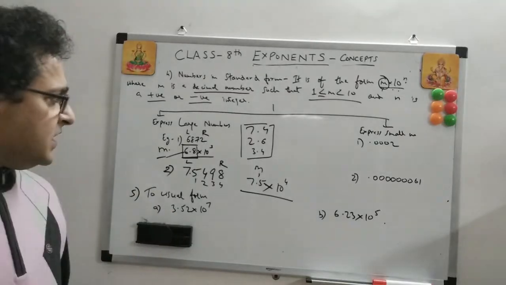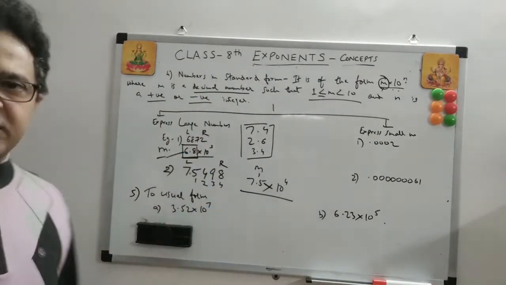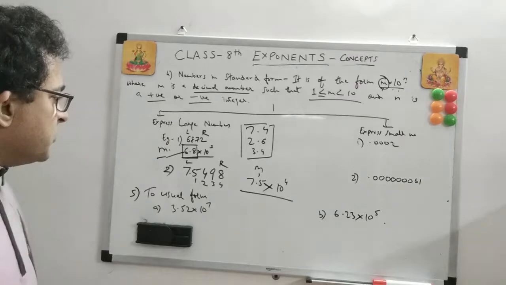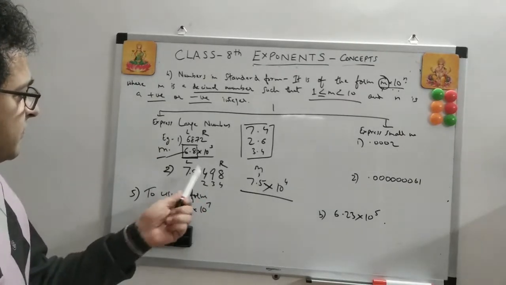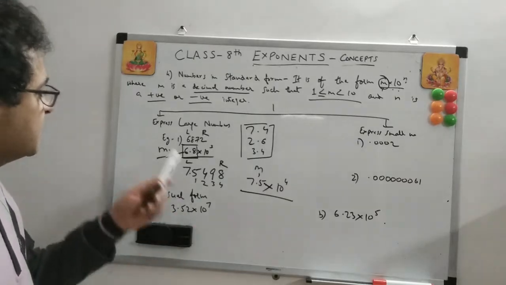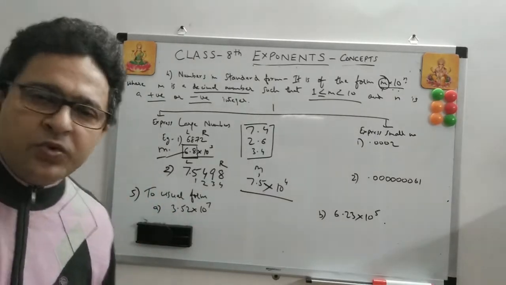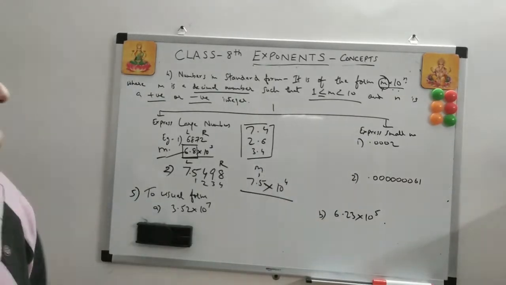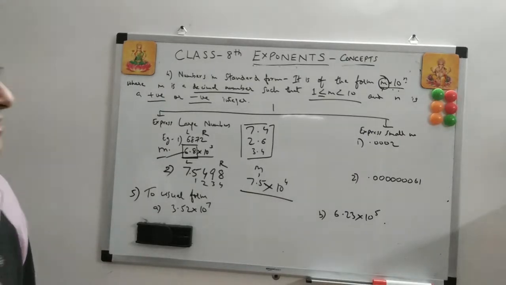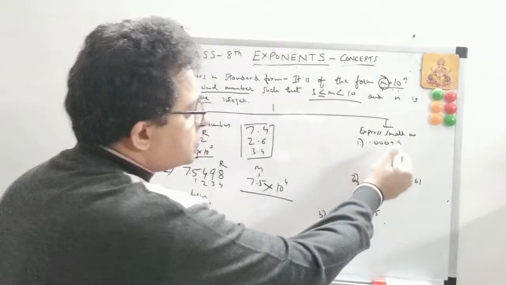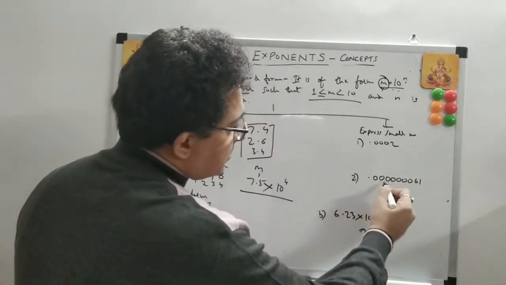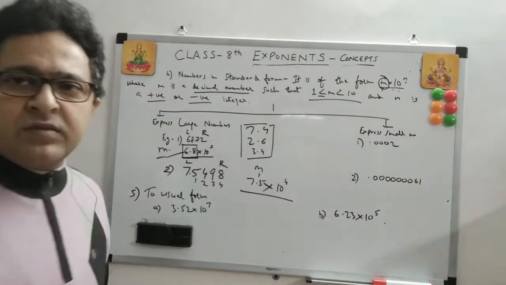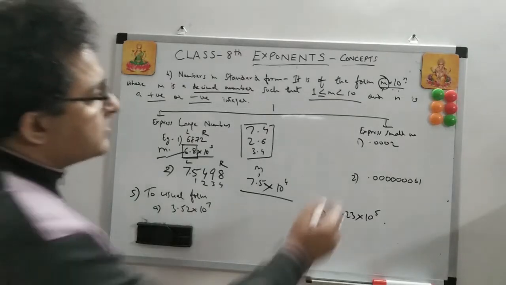Now let's take an example. This was a large number. Basically, I was taking some large positive numbers, like 75,498 and 66,872. We'll now take small numbers: 0.0002, 0.00006, 7 zeros, 1, 2, and 61. Very small decimal numbers, but we have to convert them to this form, the standard form.